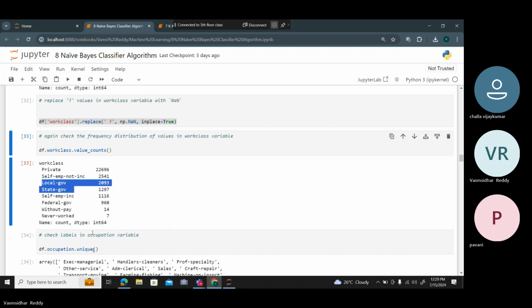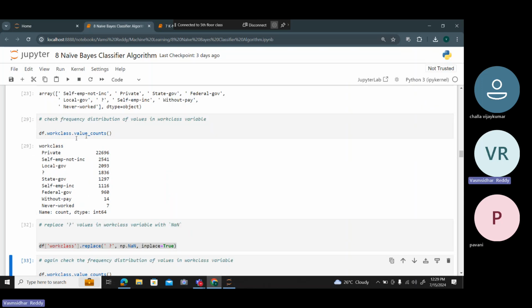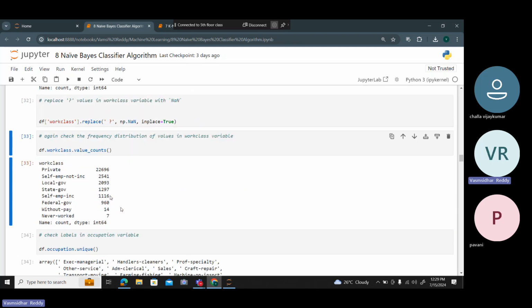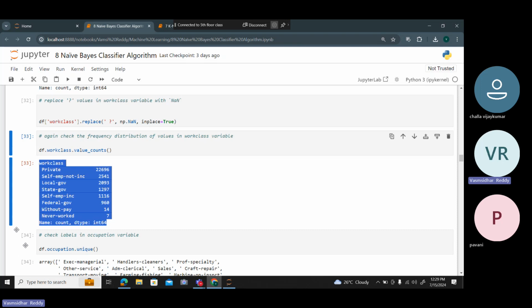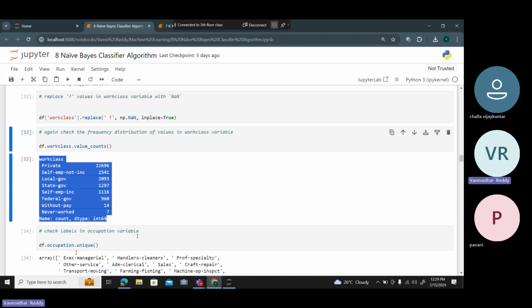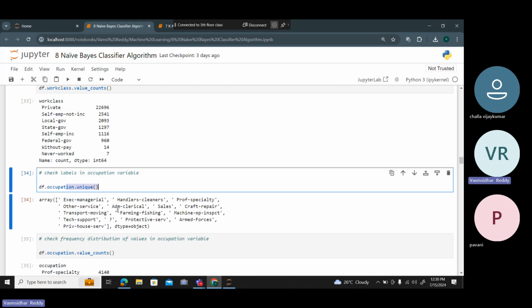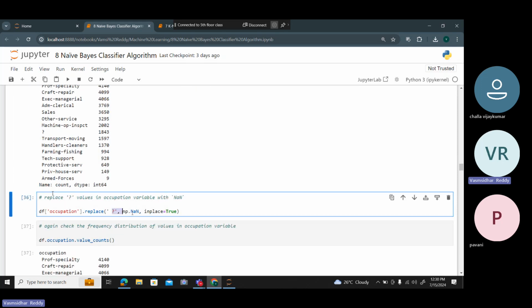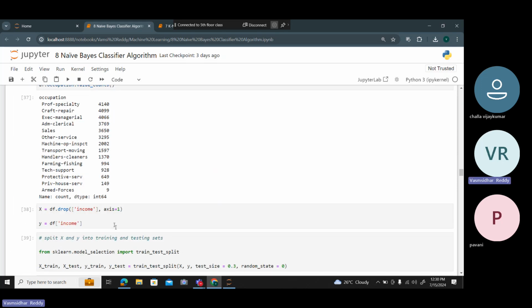This is the previous data value count, the same value count, where I had a question mark. After removing the question mark I am doing the same visual analysis, but now I don't have any question mark. I simply replaced the question mark with other values. You can apply the same for occupation and education. Here I also found the question mark, so I simply replaced it. Understand? I am simply removing the question mark.